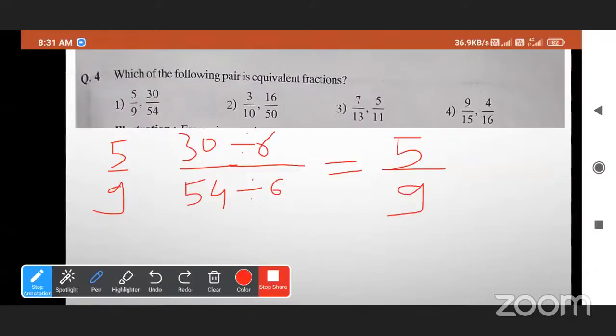Then we don't have to check the others because the answer is only one. So the first one is right, then we don't have to verify the others. If the first one is wrong, then go to the second. If the first one is right, then don't check the others.